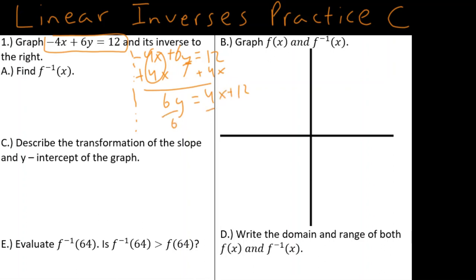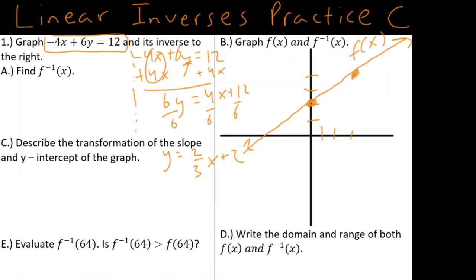Now, of course, I'll divide everything by 6. And we're going to wind up, kind of squeeze it in down here, 4 over 6 reduces to 2 over 3x. And 12 divided by 6 is, of course, 2. So let's go ahead and graph f of x. We'll go up 1, 2, put our initial point, and our slope is 2 over 3, so we can go up 1, 2, and to the right 1, 2, 3. Okay, and we can draw our initial line, f of x. Okay, so we have f of x right there.